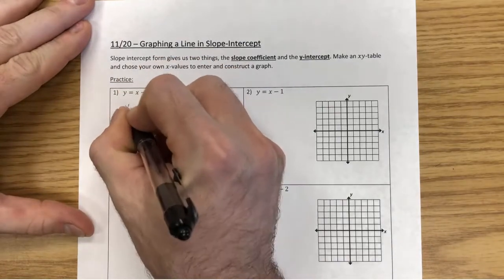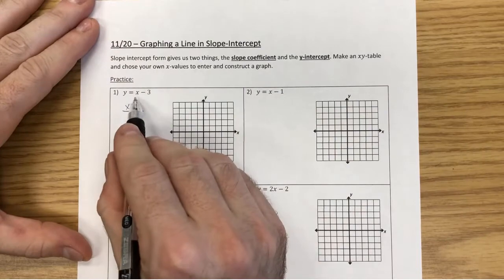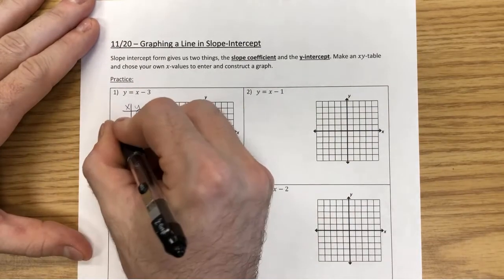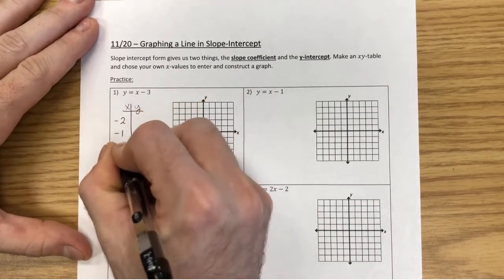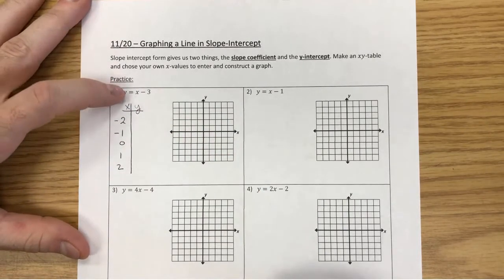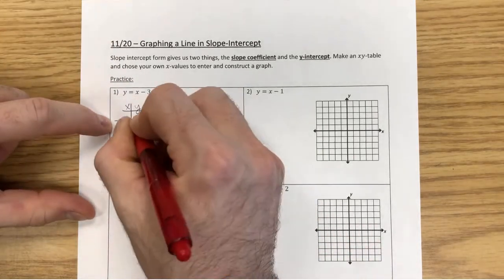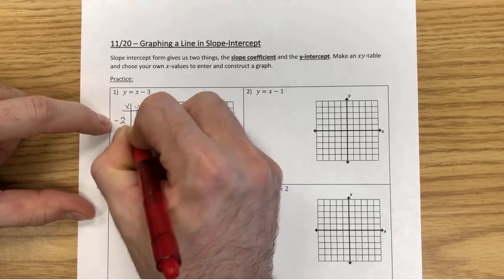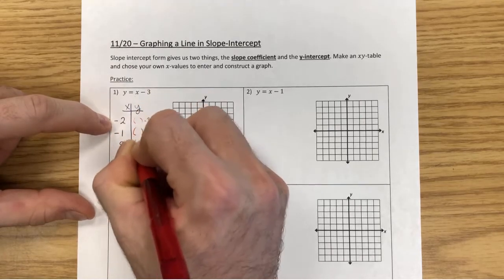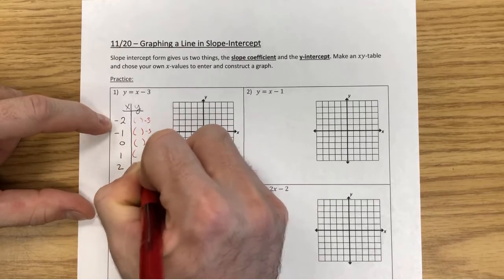And let's build an XY table. And let's list some values. We know that there's stuff going on over here with the x, so I'm going to plug in some values with the x. I take these 5 numbers, and I'm going to say, okay, instead of writing x minus 3, I'm going to write whatever that is, minus 3. So minus 3, minus 3, minus 3, minus 3, minus 3.